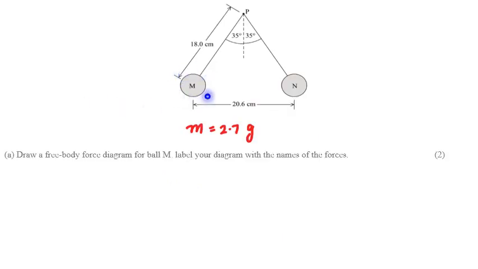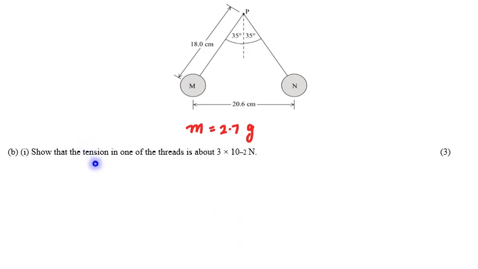What are the forces acting on the ball M? Of course, its weight is acting vertically downwards. Since there is a stretched string, some tension force must be acting on it. And look, M and N are identical balls. Both are repelling each other. Ball M makes an angle of 35 degrees from the vertical due to the push from N. So the other force acting on the ball M is the electrostatic force of repulsion from ball N. So here is the free body force diagram.